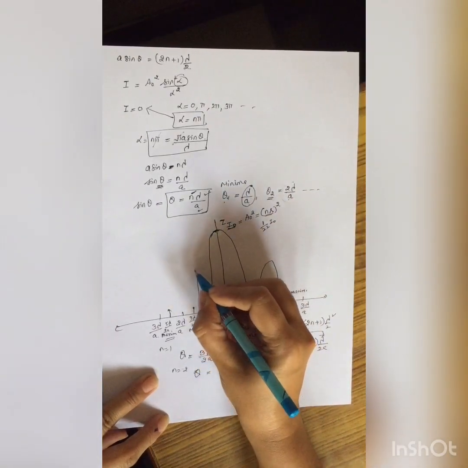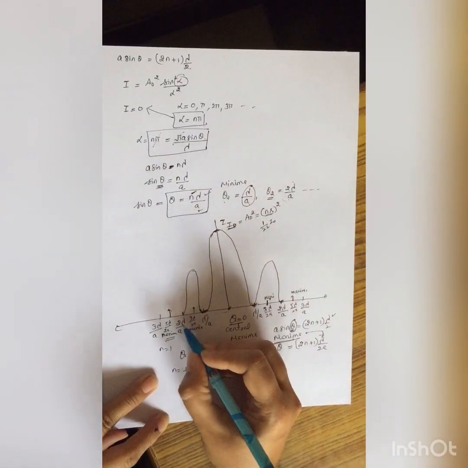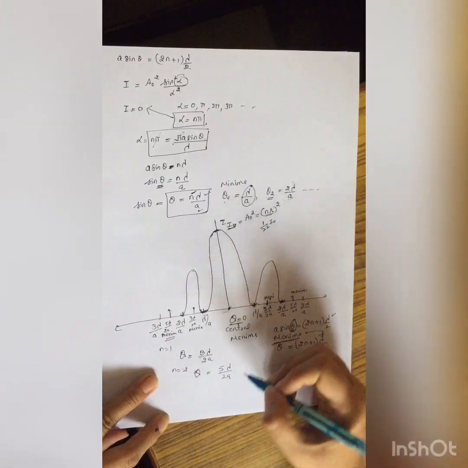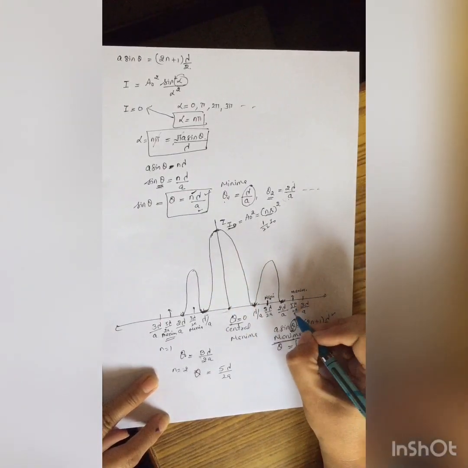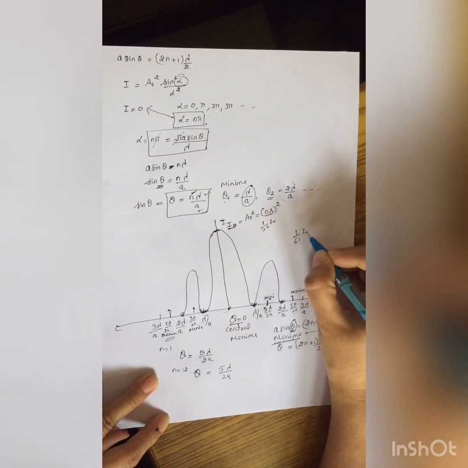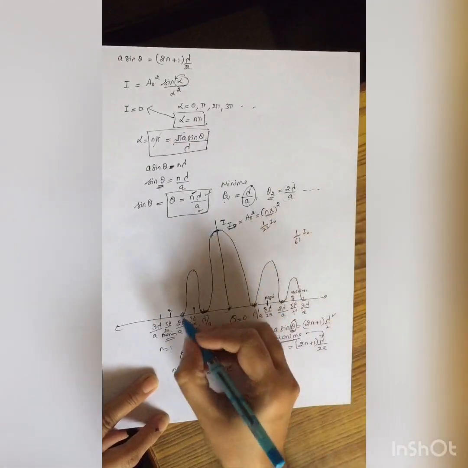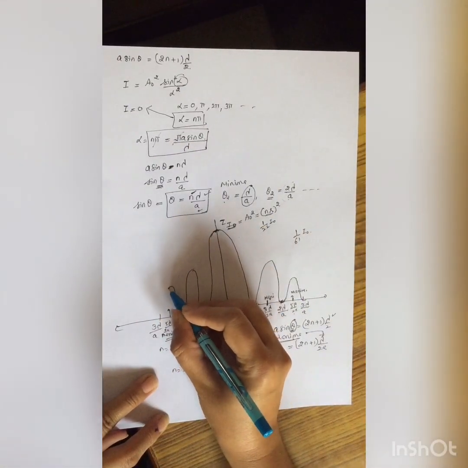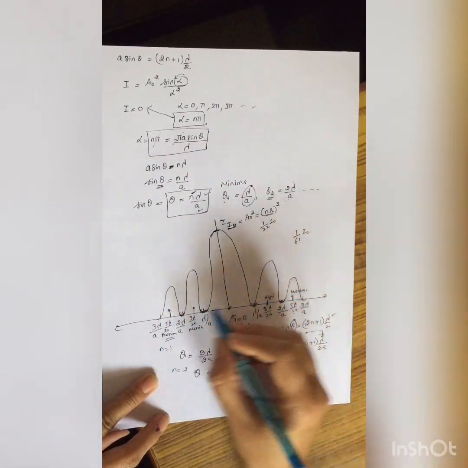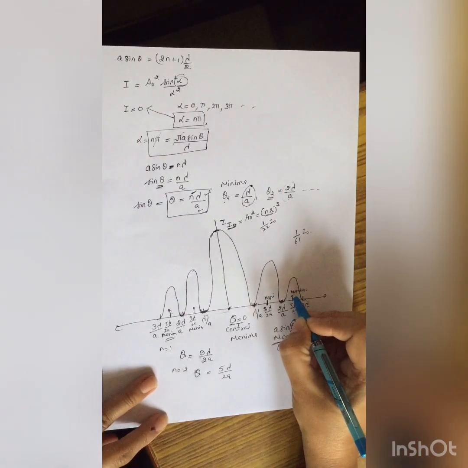Similarly, on the next side we take the same, and at 2 lambda upon a we take the minima. At 5 lambda upon 2a we take the next maxima, but with an intensity of 1 by 61 times that of the central maxima. Similarly, we will draw on the other side, and this is the fringe pattern or the intensity distribution for single slit Fraunhofer diffraction.